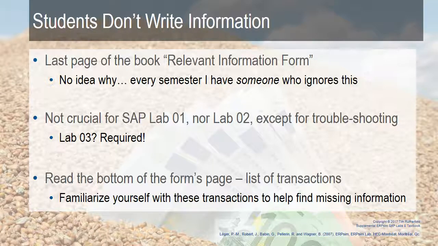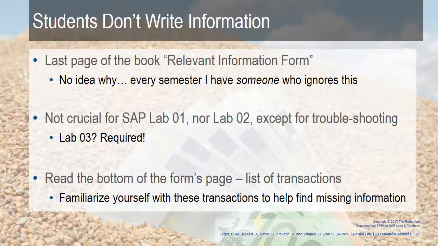If they run into an issue and they're asking you questions, it's a lot easier for you to go to that relevant information form and see what it is. But if they get through Labs 1 and 2 without an issue, and then they try to do Lab 3, well, it's required there. And that's when they say, I didn't write these down. Okay. I don't know why they don't do these things.